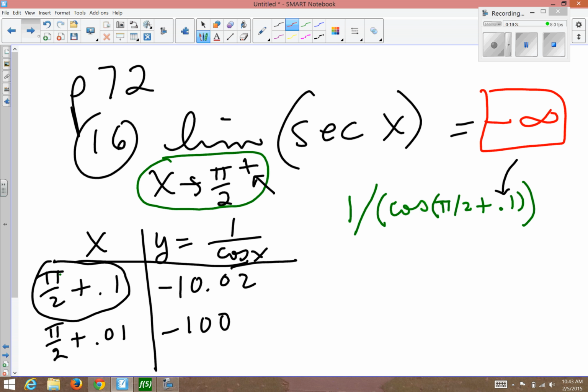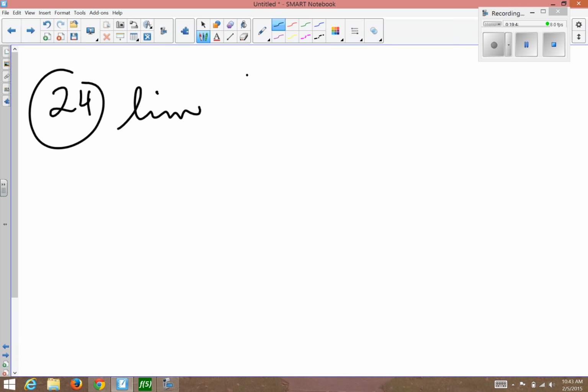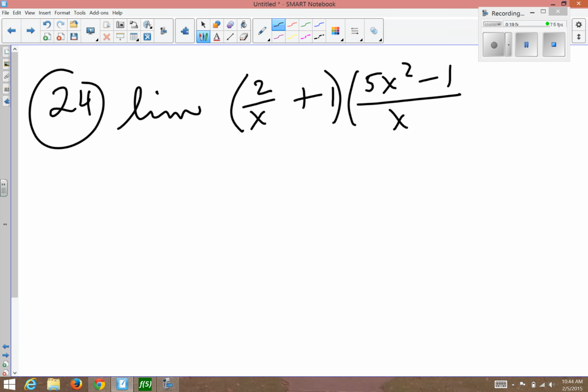All right, number 24 is no calculator. It says find the limit of y, which is 2 over x plus 1 times 5x squared minus 1 all over x squared. We want the limit of that mess as x approaches infinity. You're expected to do this without a calculator. It can be done with a calculator. All these x's replaced with 9, then 99, then 999, and you'll get the answer that way.